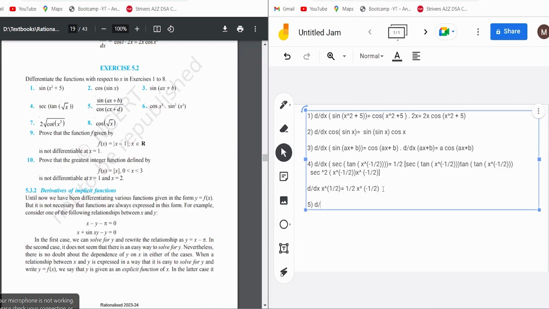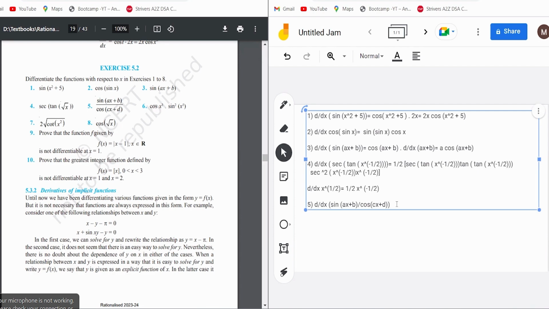It would be d by dx of sine of ax plus b divided by cos of ax plus b. So next question is question number 5. It is nothing but d by dx of sine of ax plus b upon cos of cx plus d. Oh, it is cos of cx plus d. Sorry for that. Cos of cx plus d. Okay. So now we have to differentiate this question, d by dx of sine of ax plus b upon cos of cx plus d. So how can it be done?